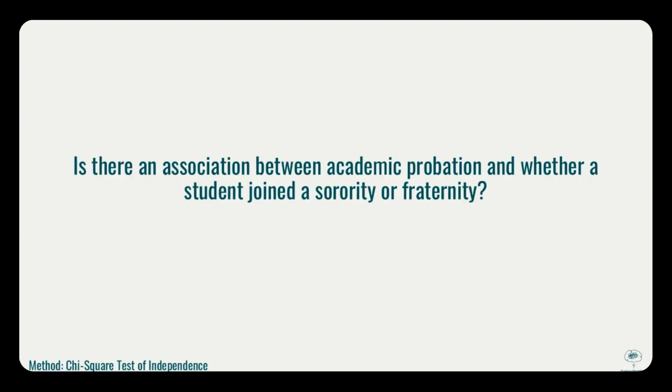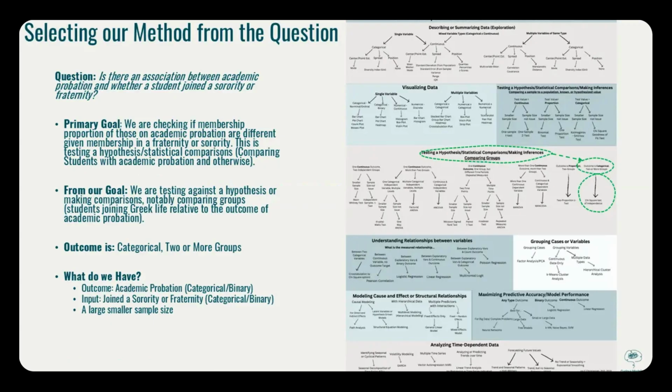We're asking, is there a statistically significant relationship between whether a student ends up on academic probation and whether they joined a fraternity or sorority? We want to know if academic probation and Greek life participation are independent, or if they're somehow connected. We're running a chi-square test of independence, perfect for when you want to explore the relationship between two categorical variables.